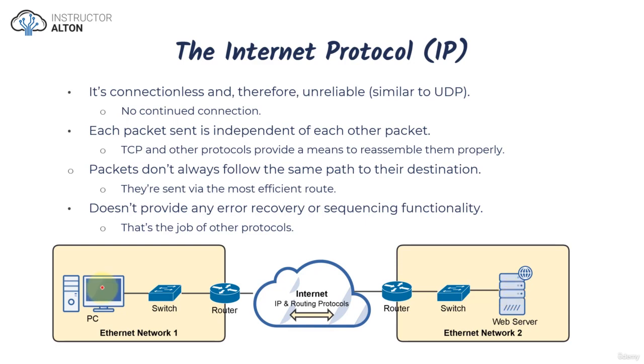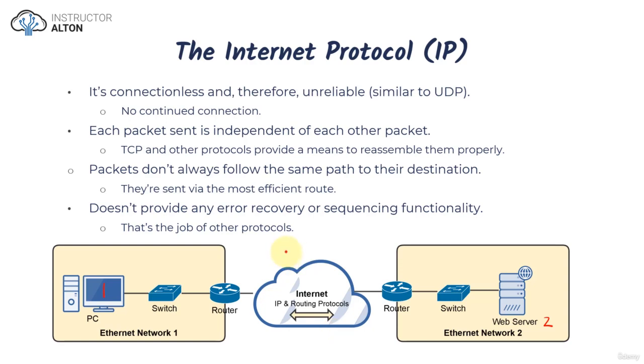So let's say that this PC is going to be PC 1, and then we'll just call this Web Server 2. When PC 1 wants to get access to a website, specifically a website on Web Server 2, it's got to send a request and they've got to exchange data back and forth. So in this example, they have to go across the internet. So to do so, they have to use the Internet Protocol combined with routing protocols.